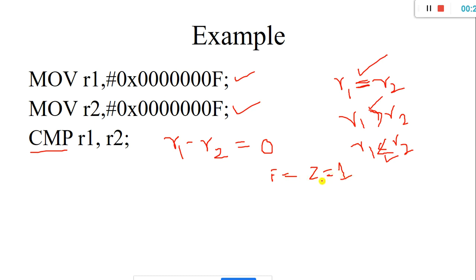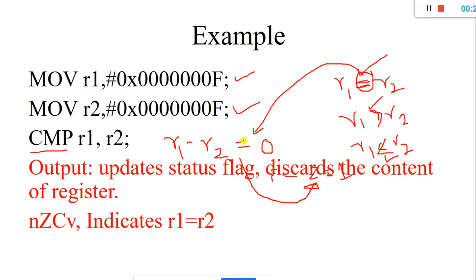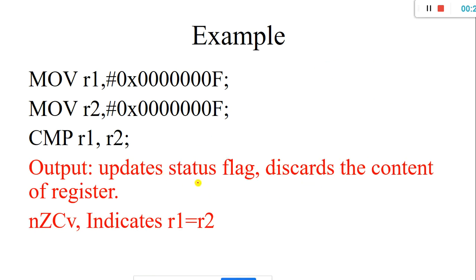So this is how the inside of a processor performs the operation to see whether two data values are equal or not. When I use this, internally I am performing a subtraction operation, and at some point the flag status will be equal to 1. Then I get a printf statement stating that both the inputs are equal, right? So the output updates the status flag and discards the content of the register.